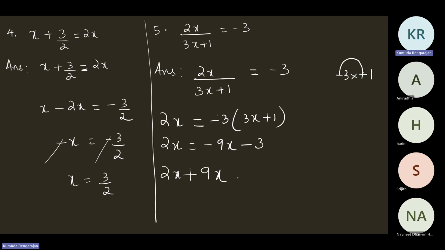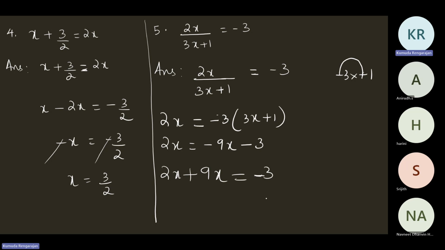Minus 9x is on the right hand side. When you transpose, it goes to the left hand side. So minus 9x will become plus 9x. And that minus 3, it's on the same side. You're writing it on the right hand side only, so don't change the sign.